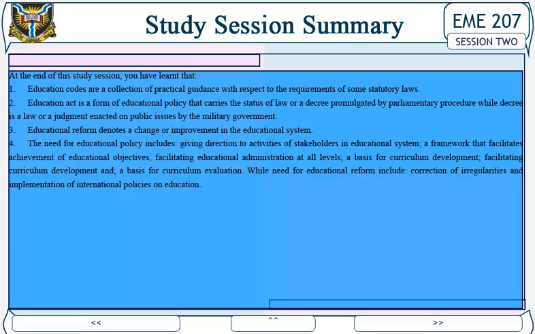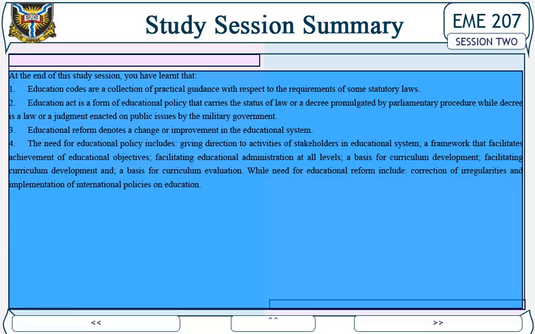Summary for study session 2. At the end of this study session, you have learned that: 1. Education codes are a collection of practical guidance with respect to the requirements of some statutory laws. 2. Education Act is a form of educational policy that carries the status of law or a decree promulgated by parliamentary procedure, while a decree is a law or a judgment enacted on public issues by the military government. 3. Educational reform denotes a change or improvement in the educational system.